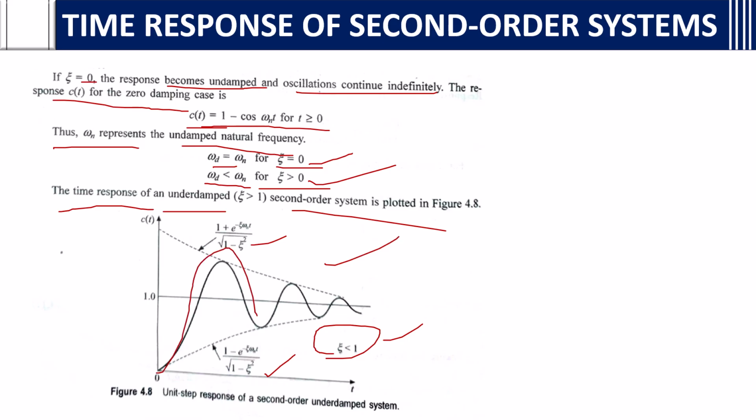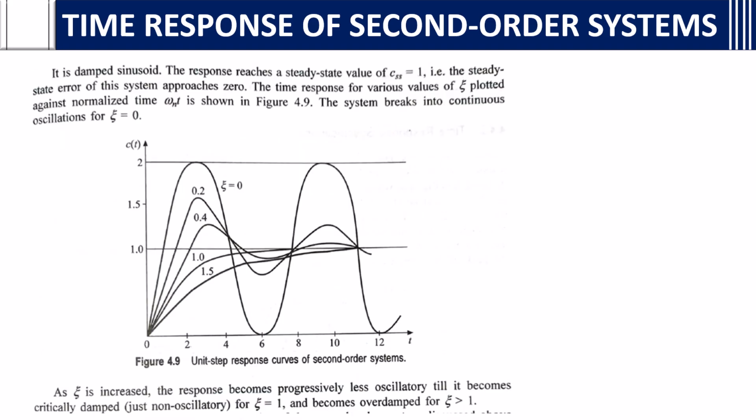How are the oscillations happening for the underdamped system? You need to remember the diagram and draw it. Then it is damped sinusoidal. The response reaches a steady state value of css, steady state equals to 1. That is, the steady state error of this system approaches 0.